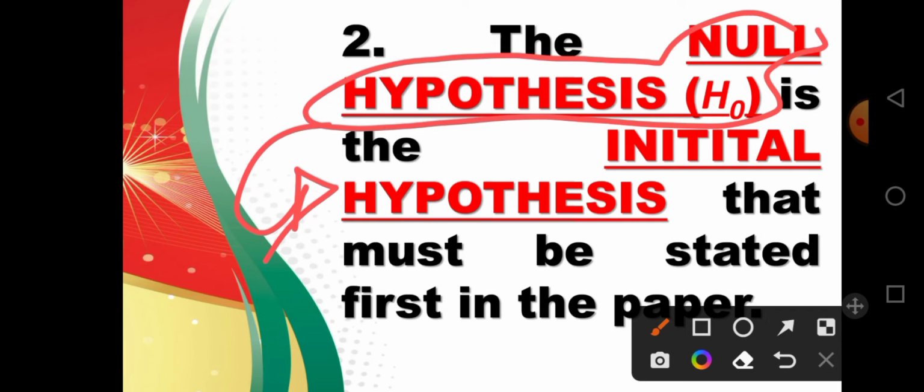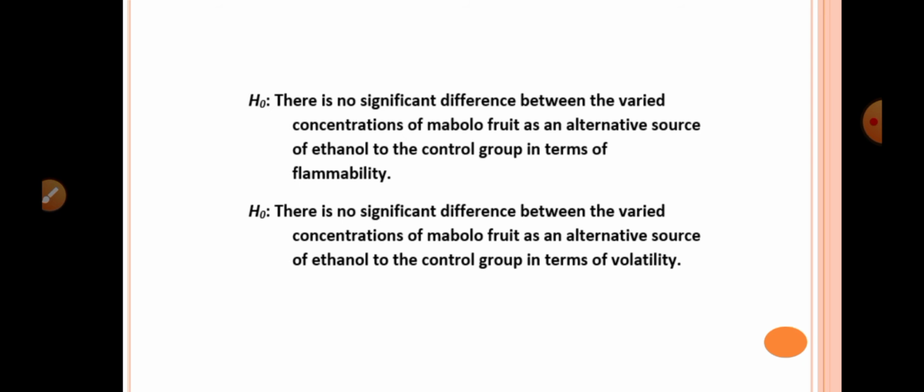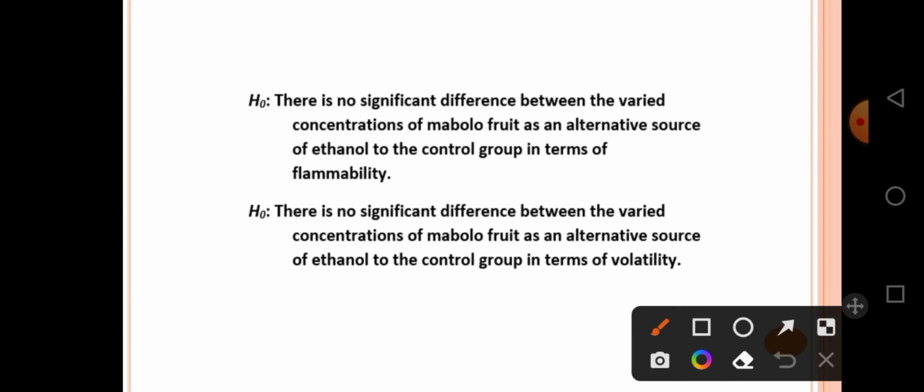And the null hypothesis is actually written after the statement of the problem. It must be the kind of hypothesis that should be initially stated after the statement of the problem. And how do we write our null hypothesis in our paper? So let's take a look at our example again. This is how we write the null hypothesis.